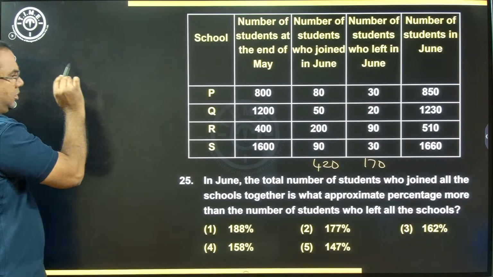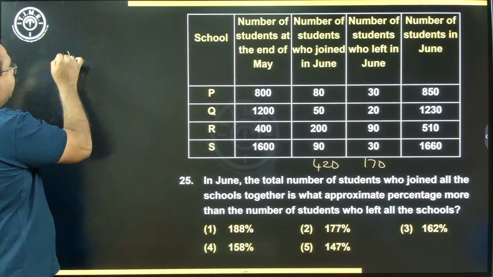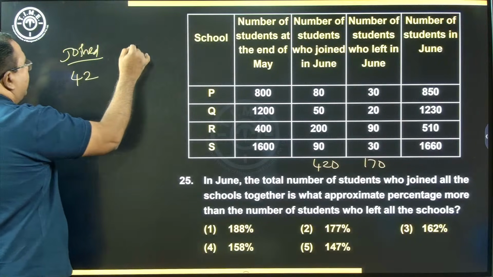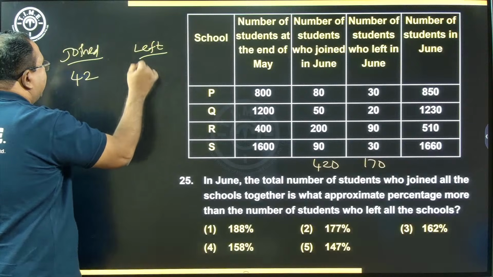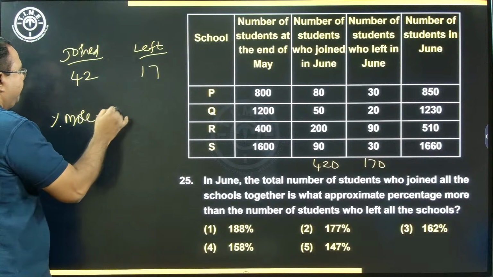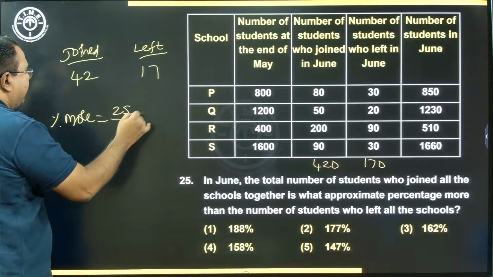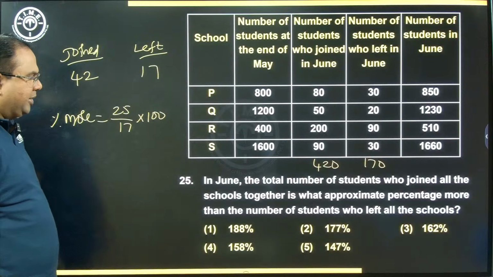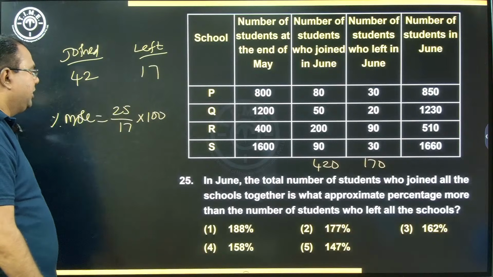So who joined the schools is 420. I can ignore the 0, 42. Who left the schools is 17. This is what percentage more? Difference 25. Opposite of more is lesser value, 17 into 100. So obviously the answer is more than 100%. Okay, all the options are more than 100%.